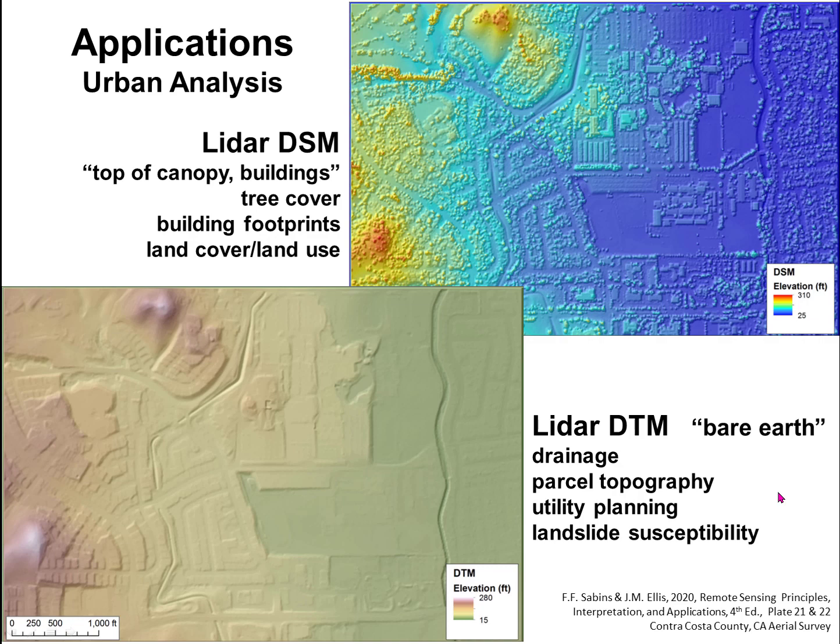In the lower right, once the analyst strips off all the buildings and trees, now we've got an excellent map to do drainage studies, to do parcel topography. You can see in the upper part of the DTM these cut and fill slopes. You can plan your utilities, and of course landslide susceptibility.